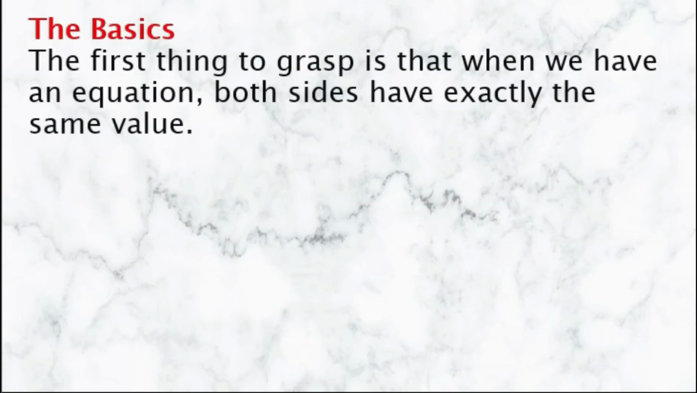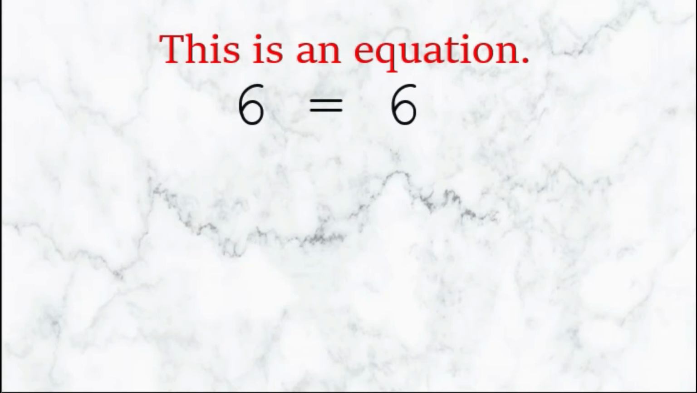The basics. The first thing to grasp is that when we have an equation, both sides have exactly the same value. Ibig sabihin, kung meron tayong isang equation, ang both sides niya ay exact same value. For example, magbibigay tayo ng example ng isang equation. 6 is equal to 6. Actually, that is an equation. Simple enough, right? This is an equation. 6 is equal to 6.